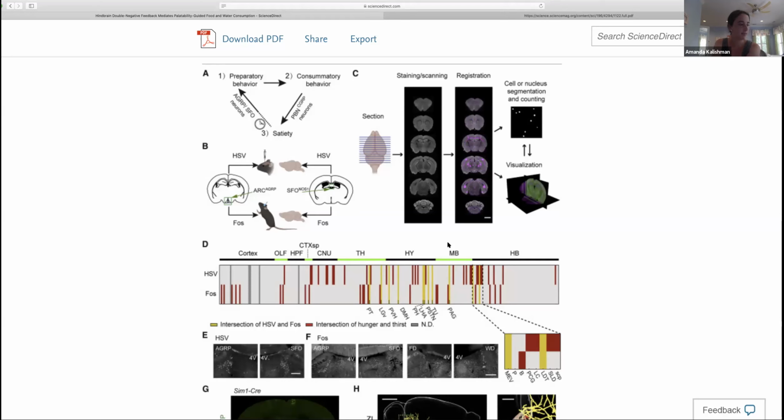AGRP neurons promote the preparatory phase of hunger, but they're not required for the consummatory phase and do not have a role in sustaining food consumption. So we wanted to see what other neuron populations do this kind of thing. We also wanted to learn more about thirst, which is commonly controlled by neurons in the SFO. Ultimately the goal is to use AGRP and SFO neurons as entry points to learn more about the circuits and what happens downstream of those neuron groups.